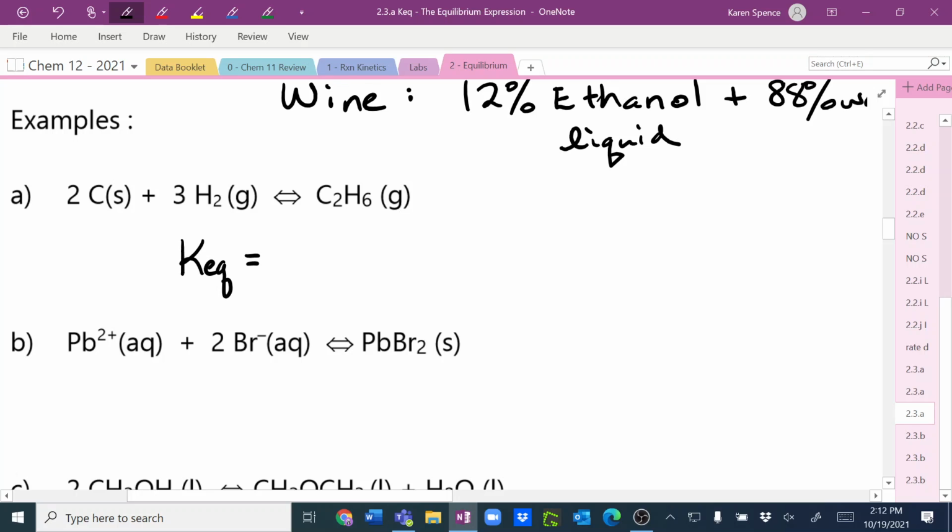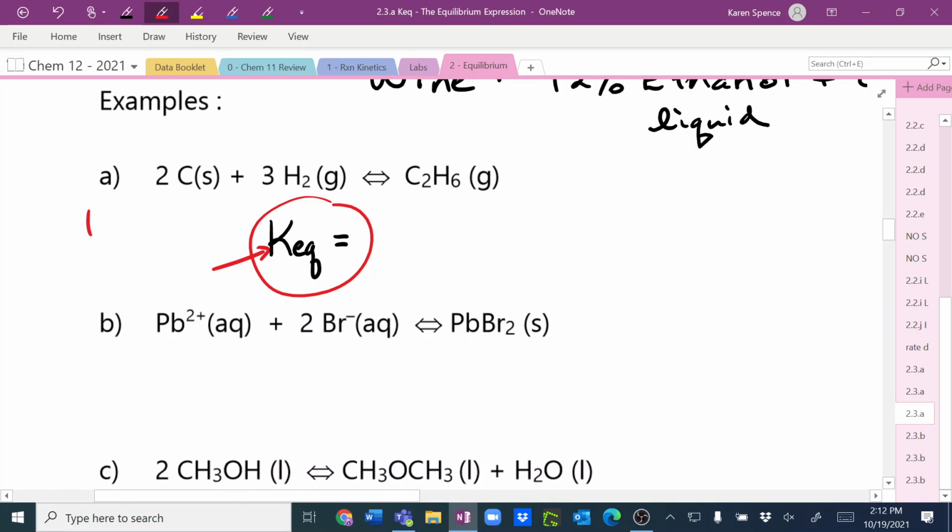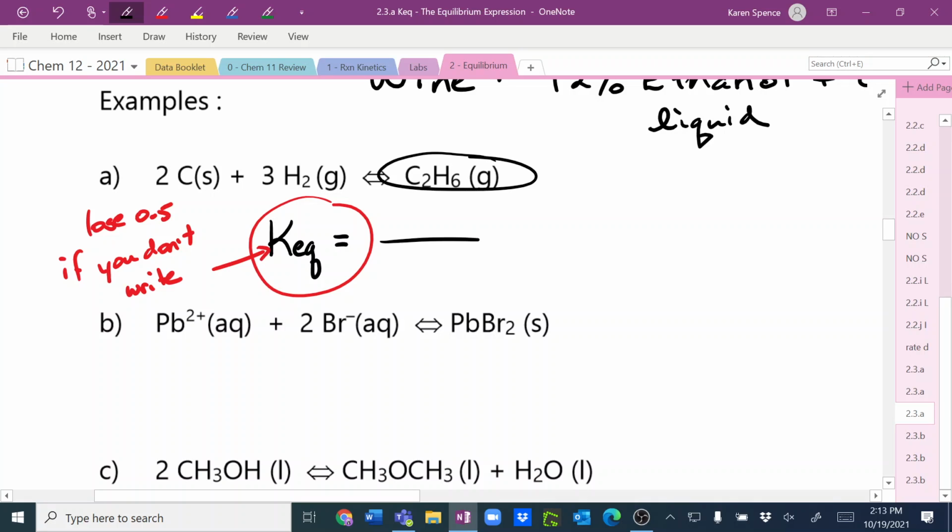KEQ equals. If you do not write that, you lose a half a mark. Okay, is it reactants over products or products over reactants? Products over reactants, PR. Okay, so we're going to go to our product. Do we include our gas? Yes. C2H6.